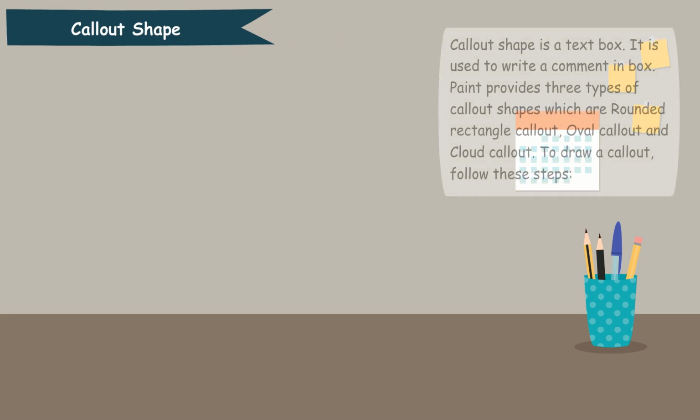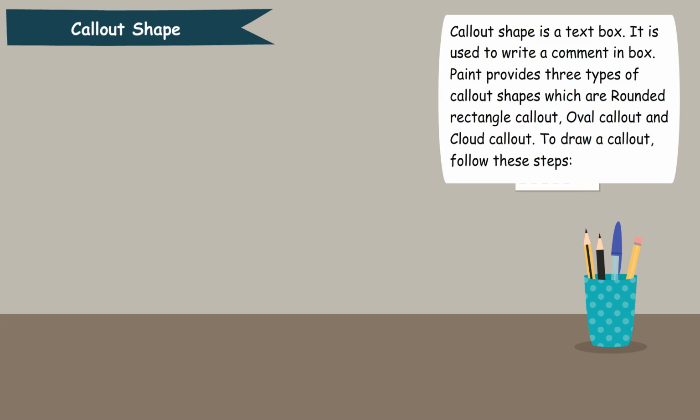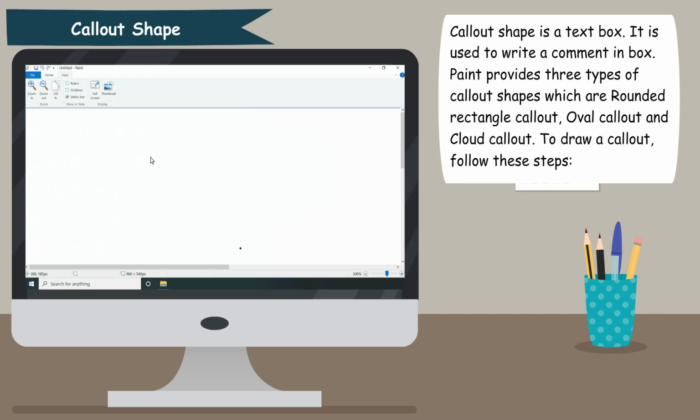Callout shape. Callout shape is a text box. It is used to write a comment in box. Paint provides 3 types of callout shapes, which are rounded rectangle callout, oval callout, and cloud callout. To draw a callout, follow these steps.